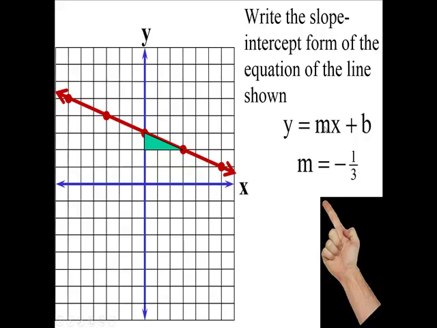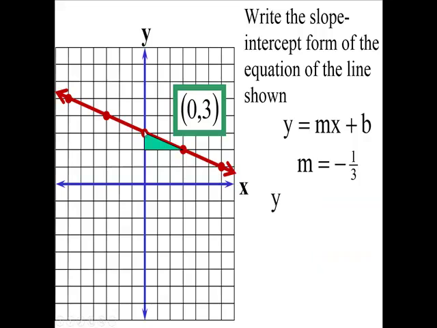So that's m. Now 0, 3 is your intercept. That's this intercept right here, this point. It's called the y-intercept. It's the value of y when x is 0. Right here it's 0, 3, isn't it? So y is going to equal negative 1/3, which goes in place of m, times the x plus b, where b is the point 0, 3.